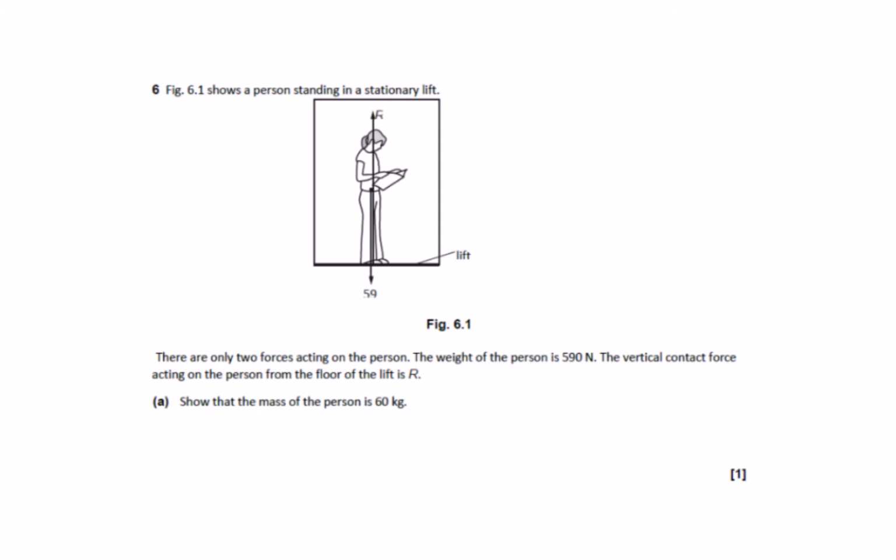We've got a person standing in the lift, and I don't know why, but the number here isn't correct, so let's just correct that. So that should be reading 590 newtons, just like it says in the question. The vertical contact force acting on the person from the floor of the lift is R, so we've got that coming up and we've got the weight coming down. First part then, A, show that the mass of the person is 60 kilograms.